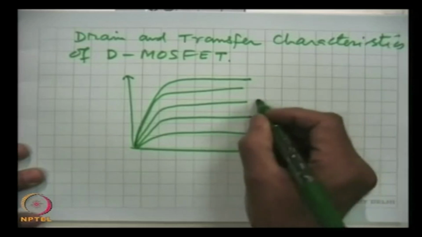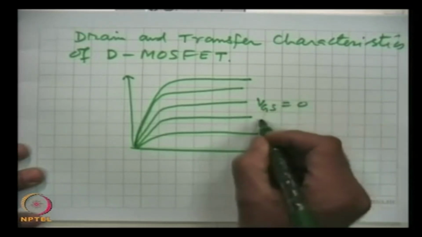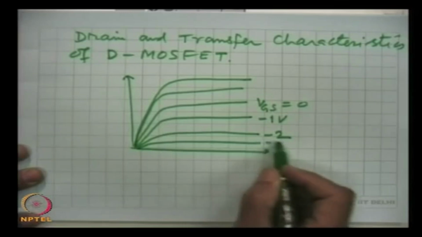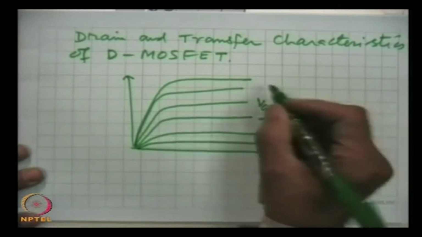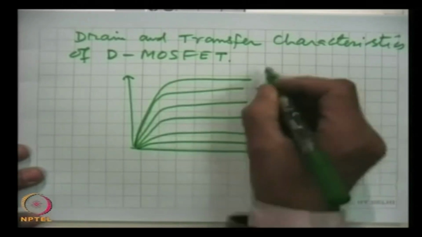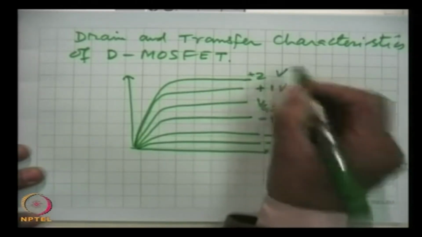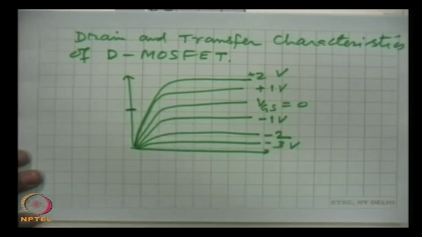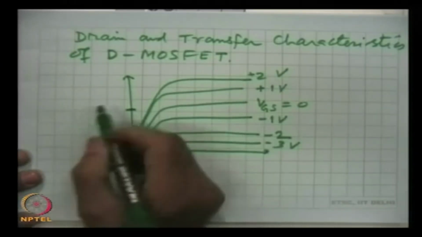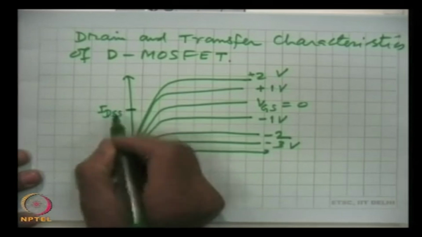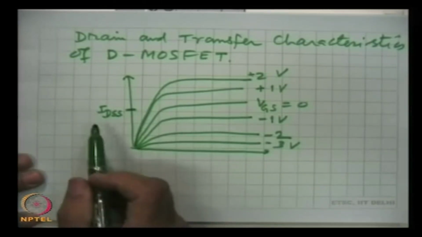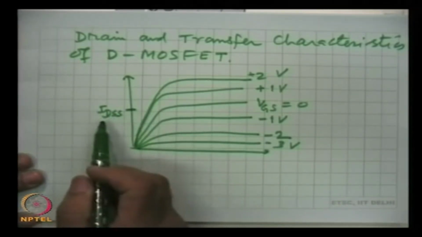This is VGS 0, this is minus 1 volt, minus 2 volt and minus 3 volt, and here this is plus 1 volt, 2 volts. So, when the gate source voltage is 0, what is the current flowing? We still call it IDSS. The drain current when the gate is shorted with the source, that current we continue to call IDSS.